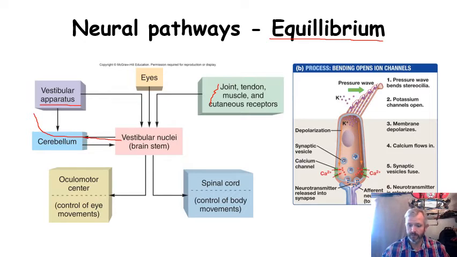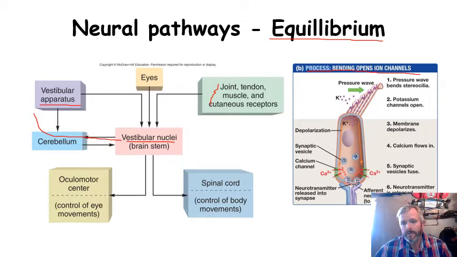changing. I can also feel the pressure or the stretch in my proprioceptors, in my joints and my tendons, or in my muscles. So all that information is being coordinated, sent to that portion of brainstem, and I can control the movements for eyes and my body parts so I don't lose my balance. Okay, so it's all coming together. Let's rehash this before we leave.